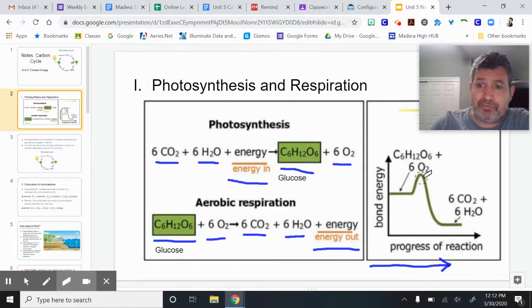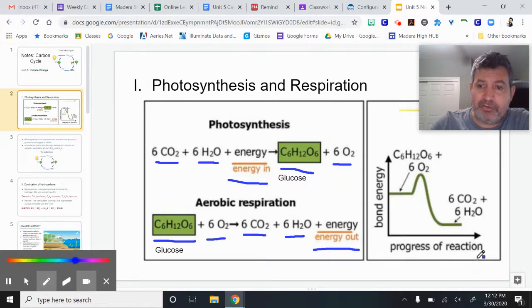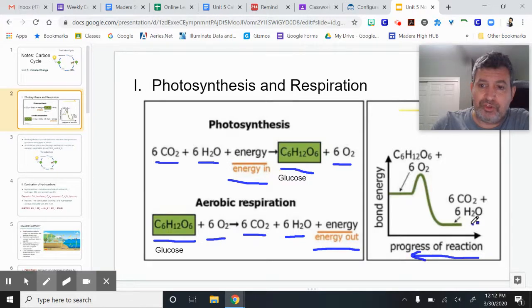If we look at it in reverse, now we're going backwards, going this way, and you have photosynthesis. So CO2 plus water, we put energy in, we end up with glucose and oxygen. It's endothermic because the delta H that we talked about last unit is positive. That change in energy, or delta H, is a positive value.